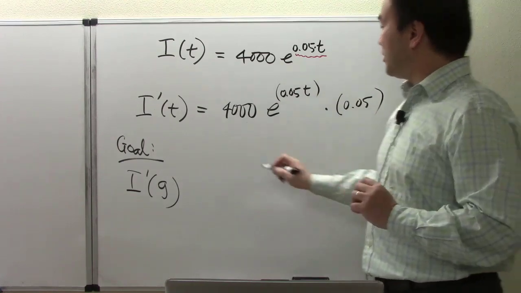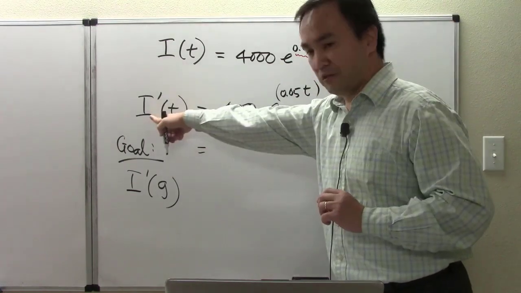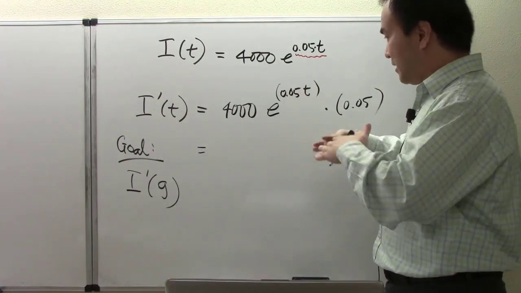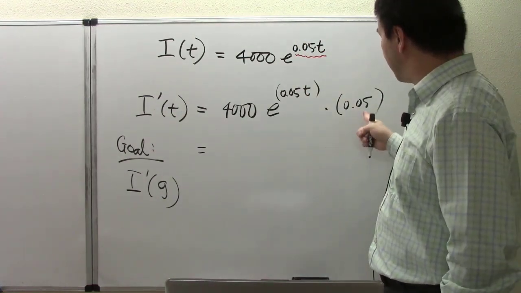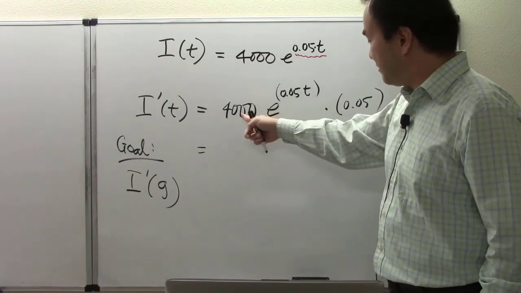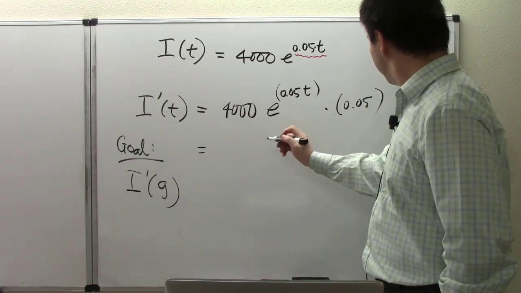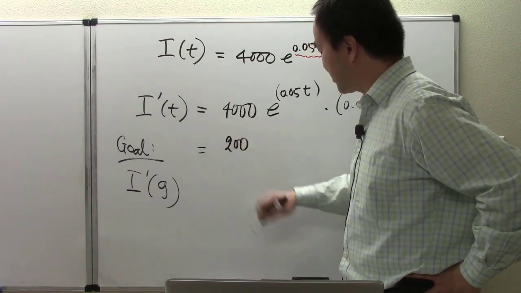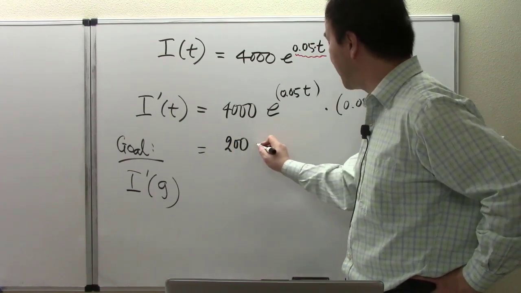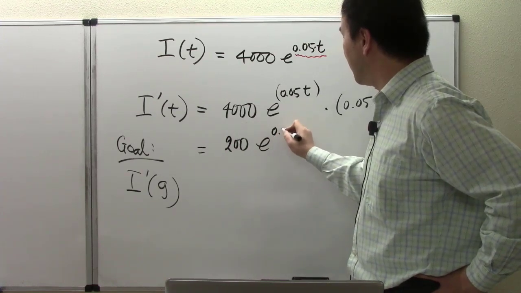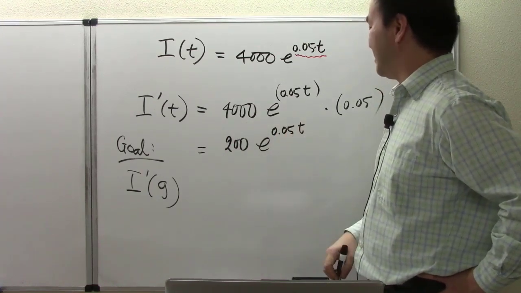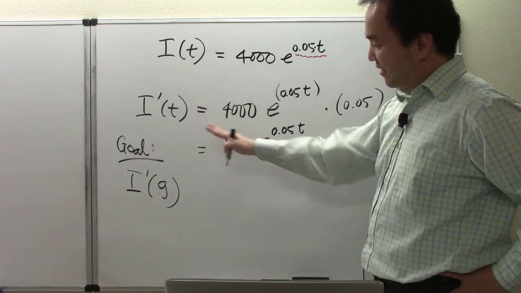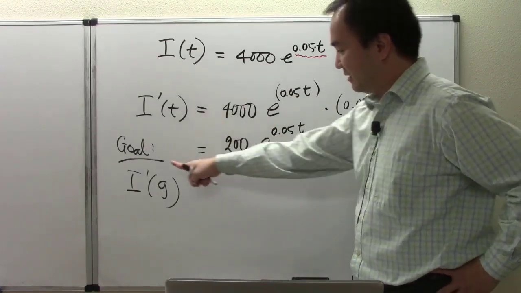All right, so now altogether, our final general rate of change of the infections is going to be 0.05 times 4,000. That value gives me 200 according to my calculation. And now raised to the power, e to the 0.05t. Okay, so that's our general derivative function. And so now we're ready for getting to our goal.